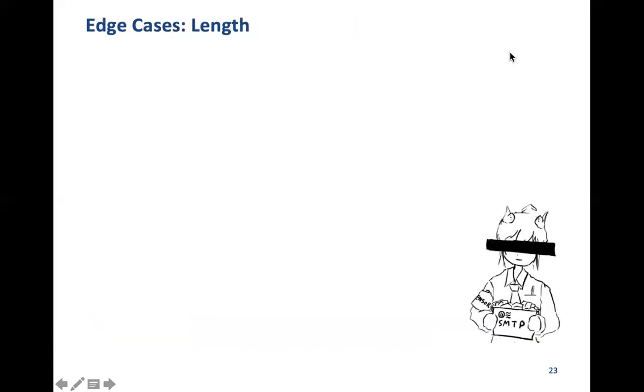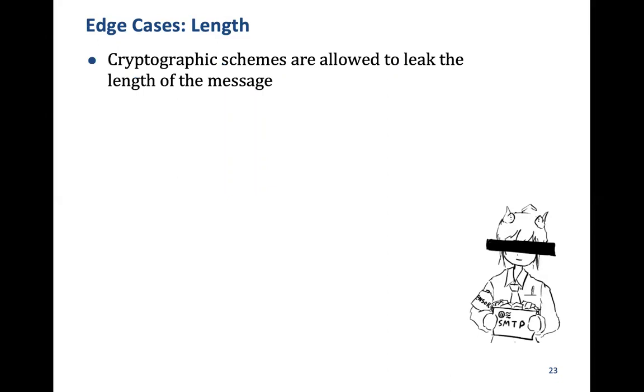Now, how about the length of the message that is being sent? We'll discuss this. Should a cryptographic scheme be allowed to leak the length of the message?